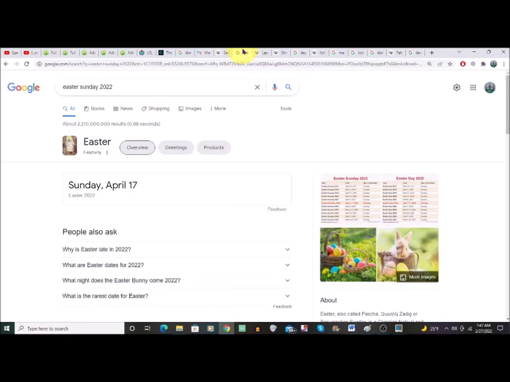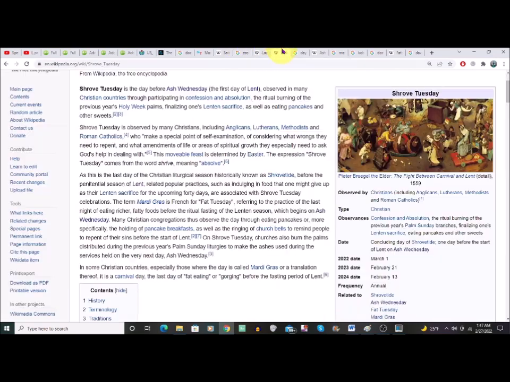What do I want here? What's this one? That's Easter. We don't want that yet. We'll come to that in just a second. Shrove Tuesday. Okay, it's Pancake Day in England. Over here, it's called Fat Tuesday.